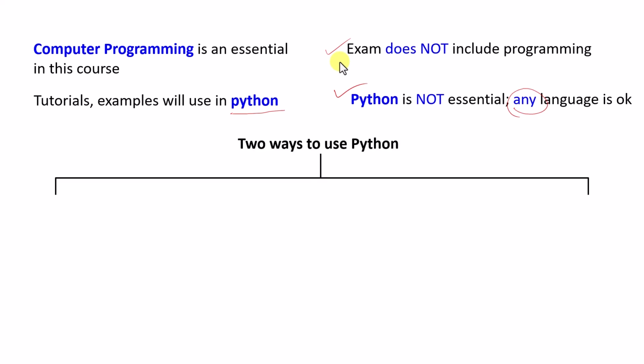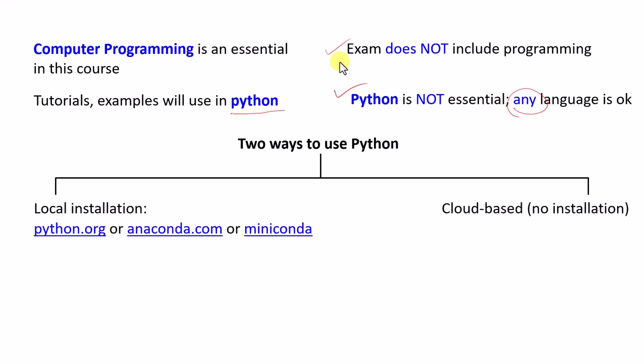Now that we have decided to use Python in this course, we have two ways to use Python for our purpose. We may install Python in our local machine, or we may use cloud-based Python where we won't have to install anything. For local installation, we may visit python.org or anaconda.com and download necessary installers. Anaconda also has a minimalistic version known as Miniconda. We may use that too.